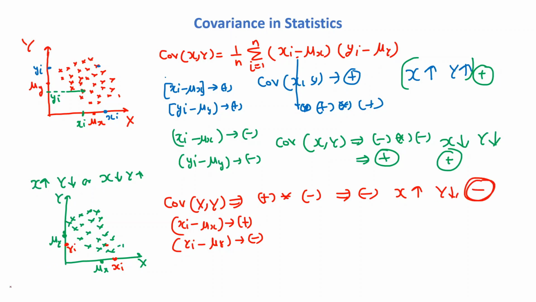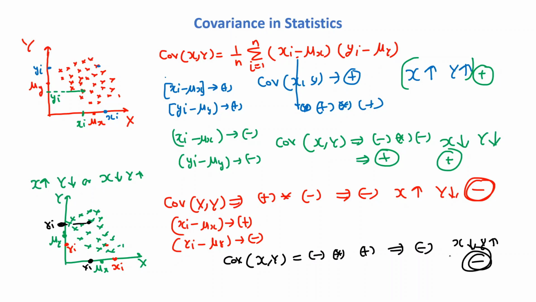Let's understand another one. If x is less than mu of x, then yi is here. So for covariance of x and y, this is your xi. In that case xi minus mu of x will be negative and yi minus mu of y will be positive. So this will be negative, and when x decreases, y increases, and this has a negative relationship. So by using covariance we can get a relationship between x and y.